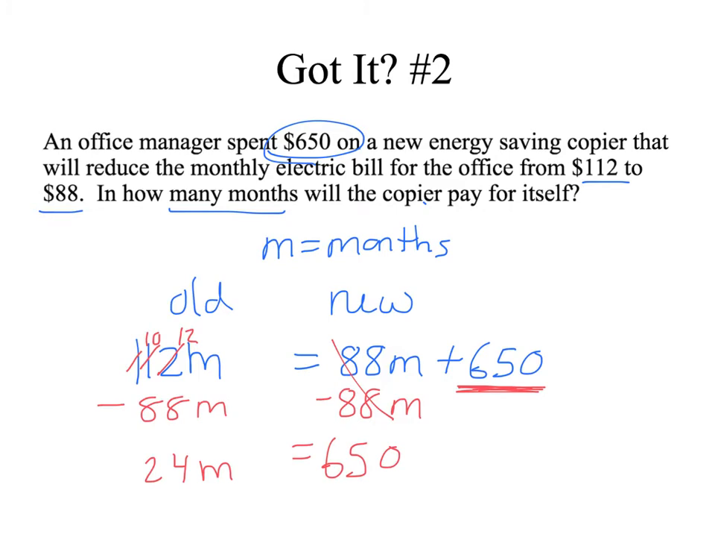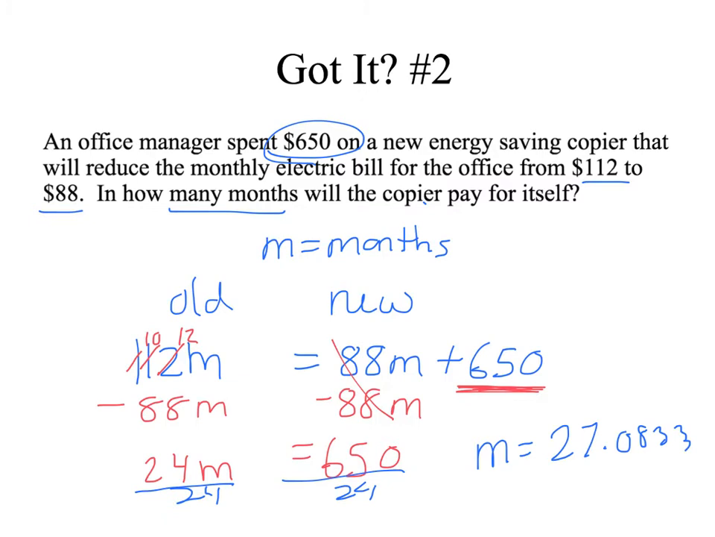Okay, and then when we divide both sides by 24, and I grabbed my calculator for this one, 650 divided by 24 is actually 27.083333. So the question is, in how many months will the copier pay for itself? So in about 27 months, the copier will pay for itself. So it took you 27 months just to make up the difference.